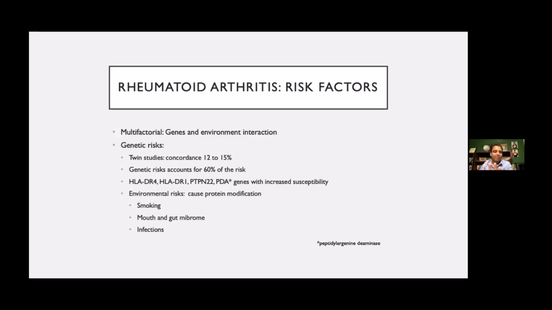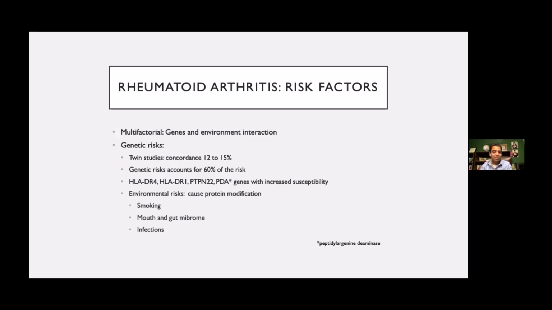Now, overall, the key takeaway from this slide is that rheumatoid arthritis is a multifactorial problem where the gene has to interact with the environmental risk factors. Having a family history of rheumatoid arthritis doesn't always mean you are at high risk. You have to have certain environmental risks that increase your risk. And the most important to remember is smoking.